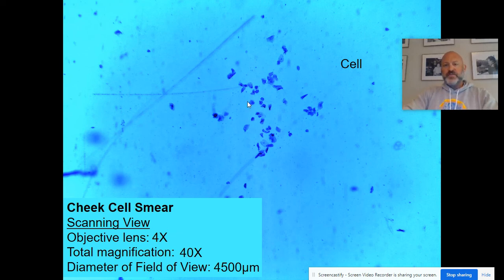So you would draw this in the first circle. That's a cell. That's a cell. That's a cell. These are all cells.